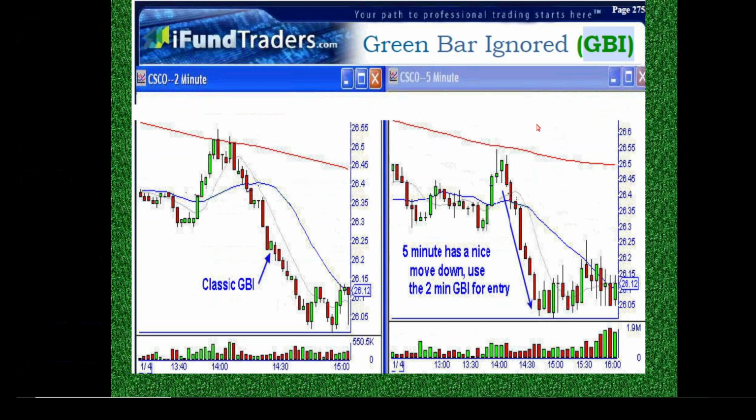Here's a 5-minute chart. Here you use a 2-minute gibby for entry, but the 5-minute chart is straight down, which is nice. All right? This could have been like a gibby in this here, but it was red. It goes all the way down. Nice run down.